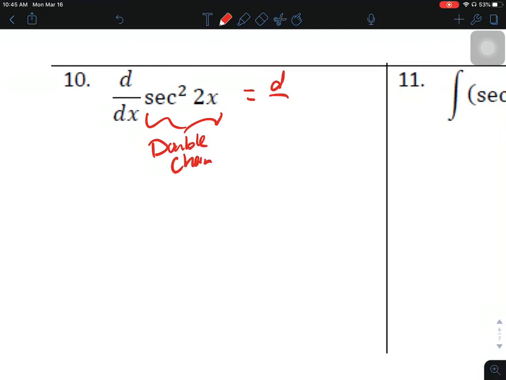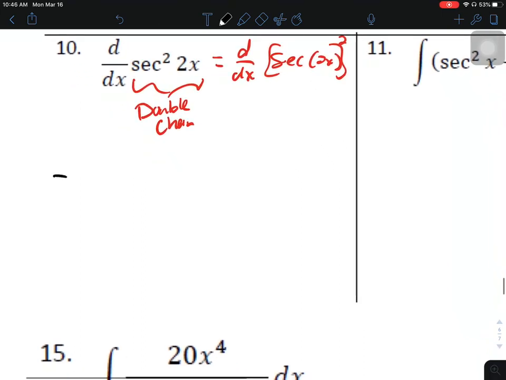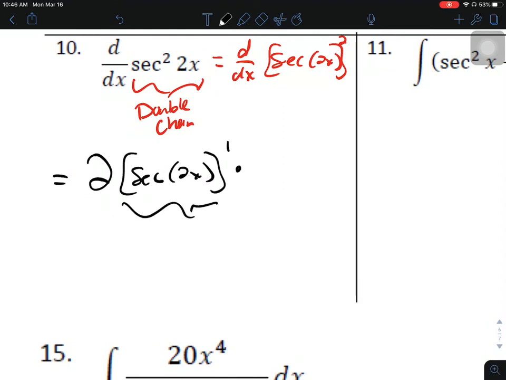This might be better written as the derivative of secant of 2x squared. This means the same thing, but it gives a clear definition of what's on the outside. The outside is the 2. Inside stays the same. Subtract 1 from the exponent, so it's to the first. Then we take the derivative of this. Derivative of secant is secant of the angle, tangent of the angle. Then we have to multiply it by the derivative of the complete inside, which would be times 2.